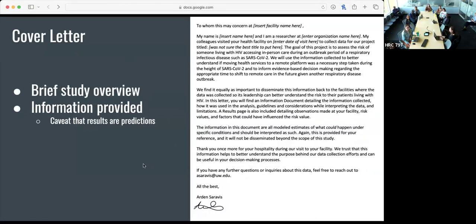Okay, there we go. So yeah, this cover letter includes a brief study overview as well as the information that they'll be able to extract from the next few pages, and a caveat that the results are predictions and should be interpreted as such. And I also included my contact information in case there were any questions or clarifications of how to best interpret the data.